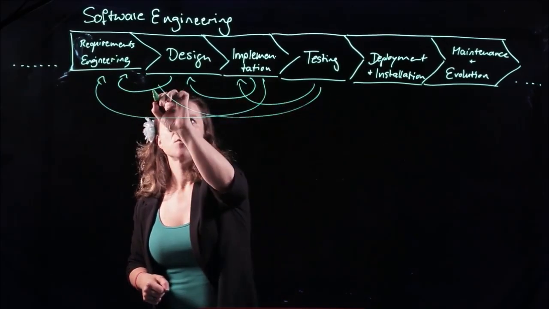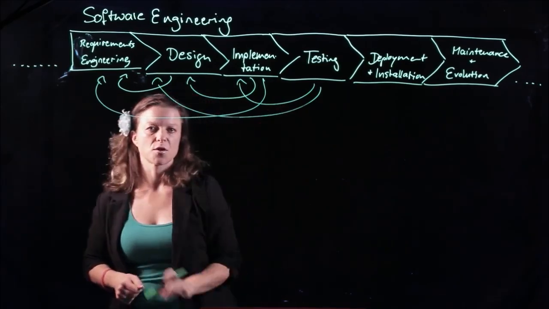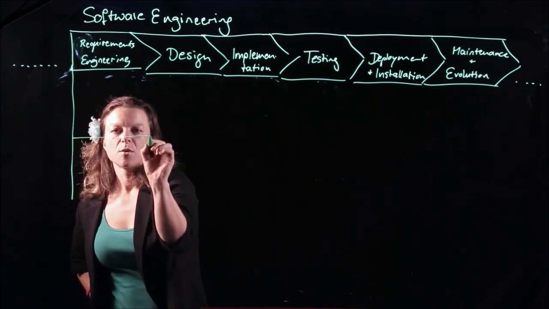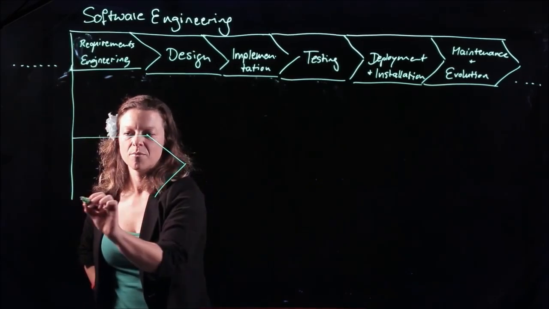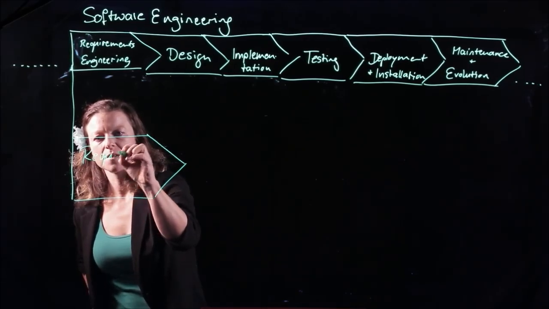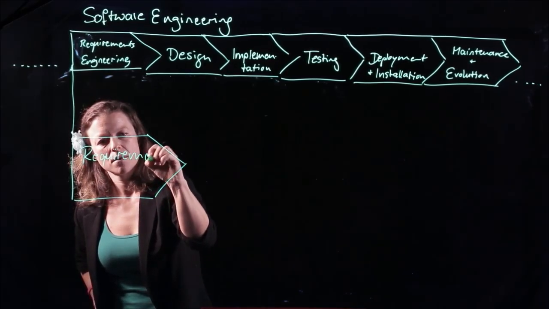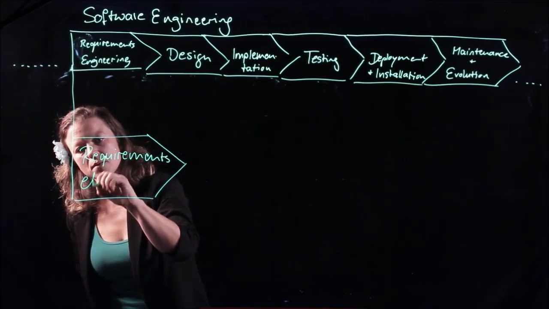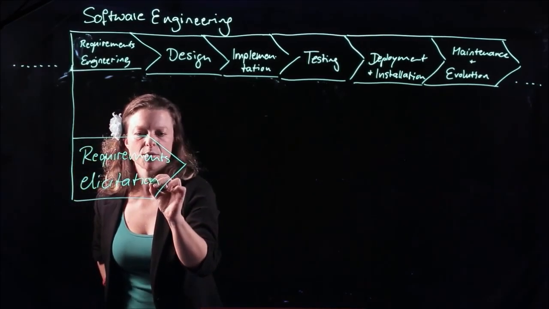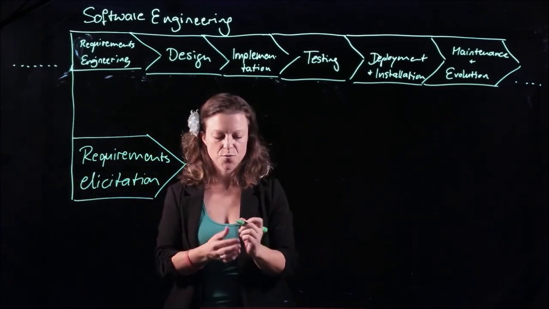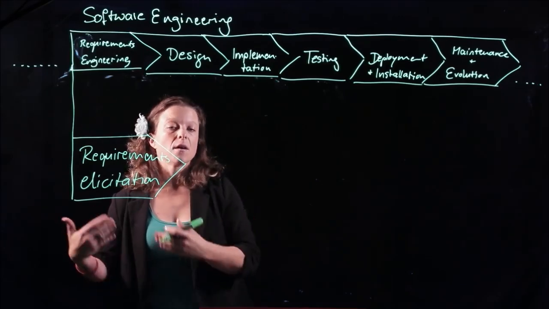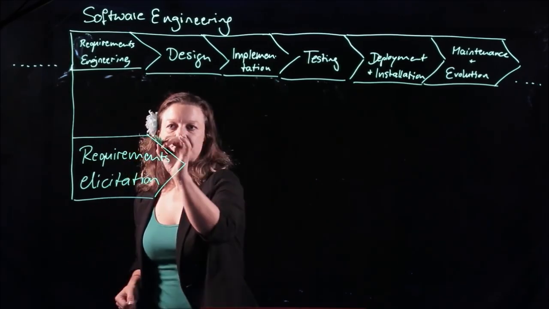But this you may already have heard of in earlier software engineering courses. Requirements engineering has 4 major phases. The first one is requirements elicitation. This means I ask stakeholders for their wishes, their constraints. I find out about their needs.